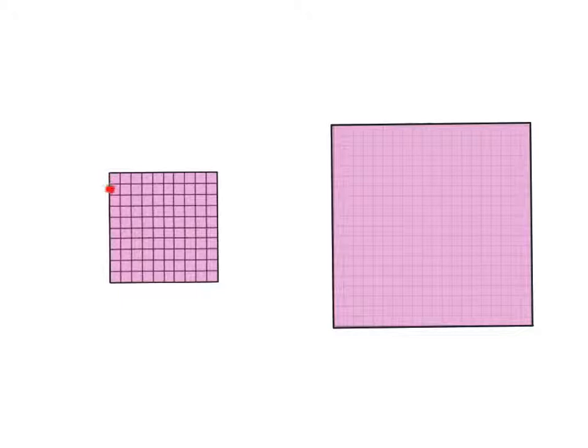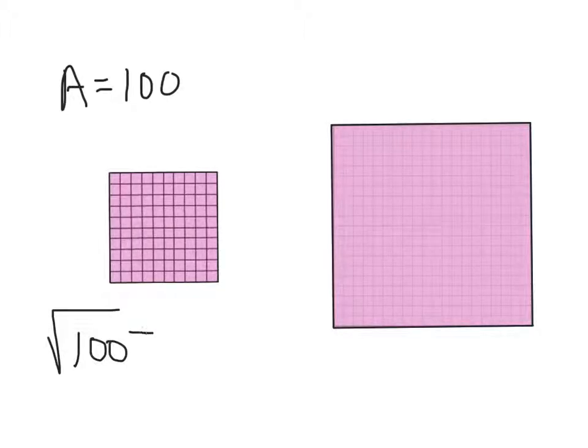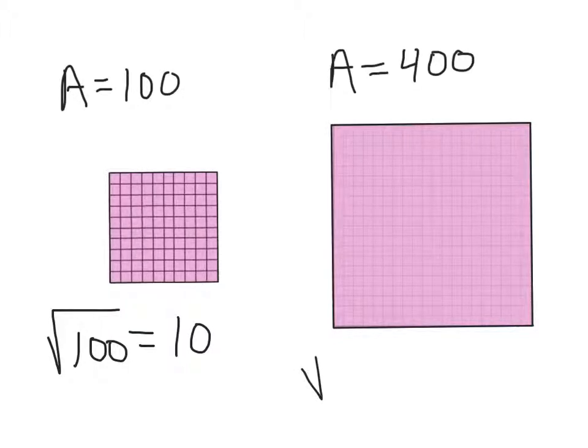Side lengths and areas of squares go hand in hand. Here is a 10 by 10 square. And 10 times 10 tells us the area is 100. If I knew that the area was 100, all I'd have to do is take the square root, and it tells me the side length. It's 10 by 10. This square is 20 by 20, and 20 times 20 tells us that our area is 400. And if I were to square root the area of the square, it would tell me the side length, a 20 by 20 square.